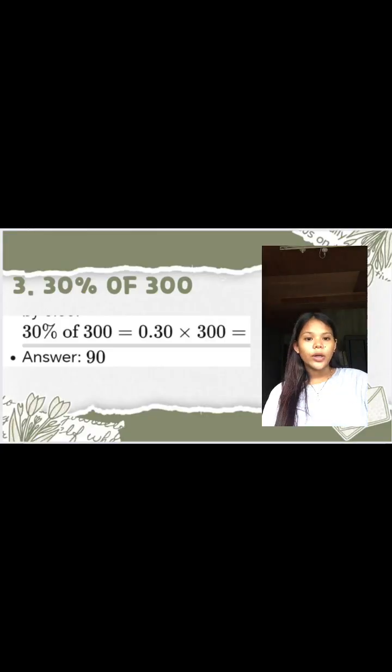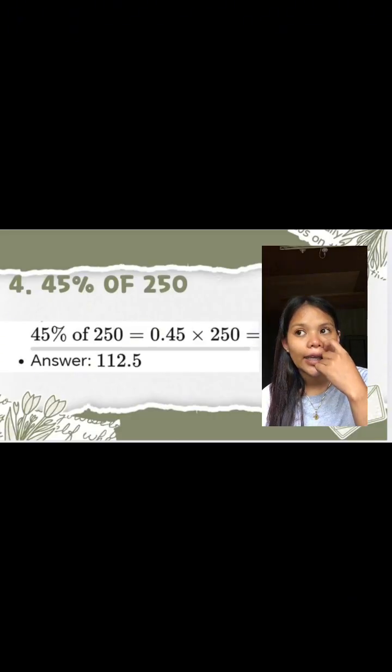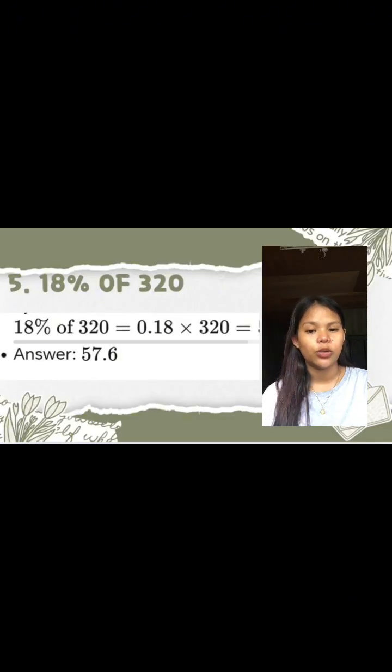And then number 4, 45% of 250. Same way, multiply 45% by 250. And then the correct answer is 112.5. And then last is 18% of 320. To get this, multiply 320 by 18%. So 0.18 times 320 equals 57.6.